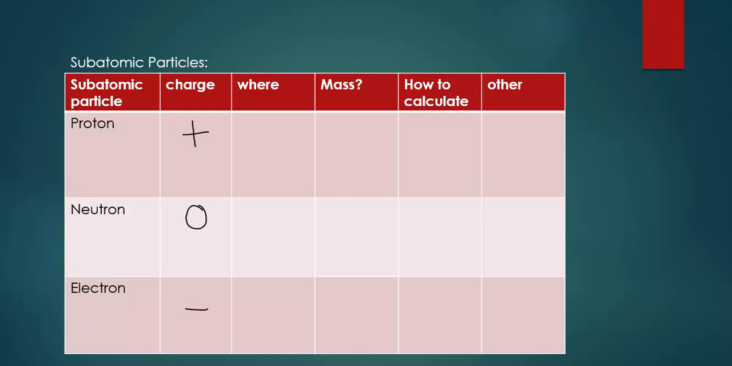Where they are located, we talked about a little bit in our previous podcast when we were talking about the discovery of, like with Rutherford's gold foil experiment and Thomson's cathode ray tube experiment. So protons are located in the nucleus, neutrons are located in the nucleus, but electrons are located on the outside of the nucleus. And I want to talk about that in a little bit more specifics.